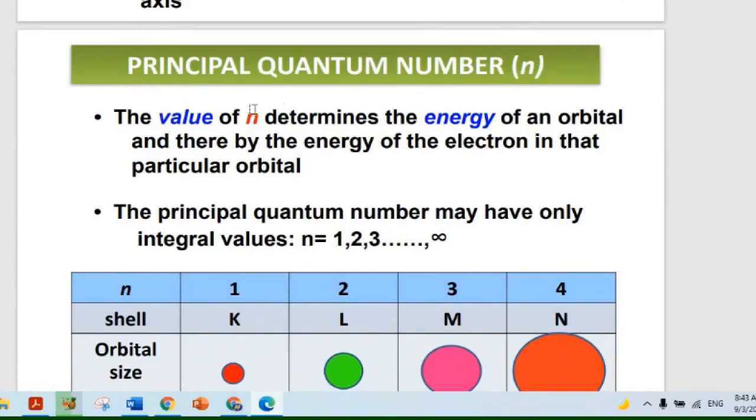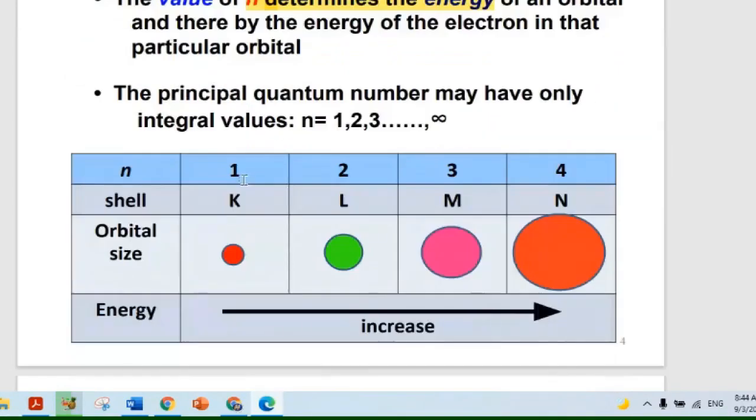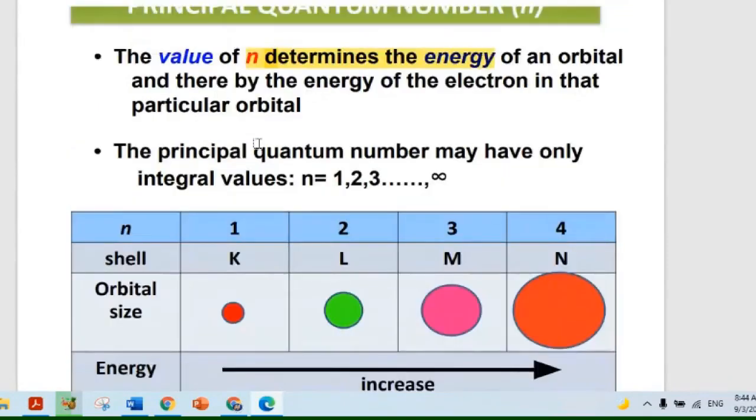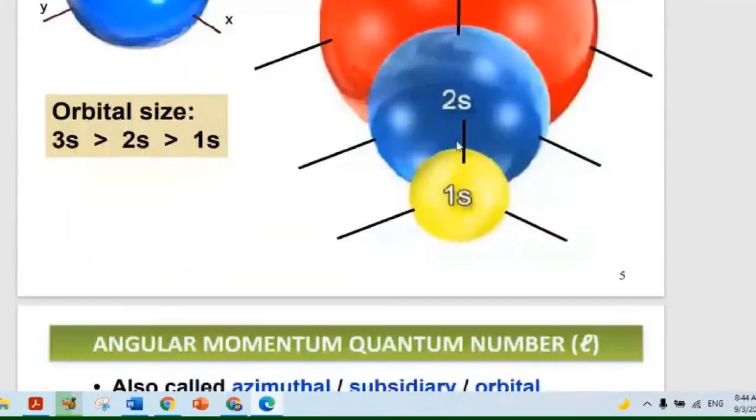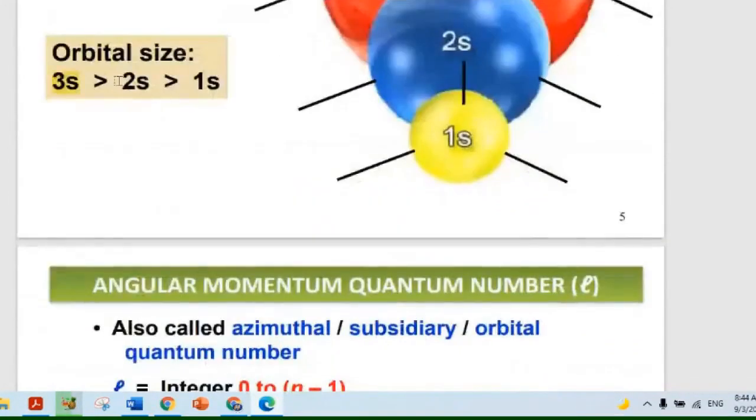So you have to know that n determines the energy. At the same time, it determines the size of the orbital as well. You can add one note: if n equal to 1, the size is like this, 2 is bigger, 3 is getting bigger. So besides the energy, when n increases, the size of the orbital increases as well. n starts from 1 until infinity. You can check, the size is getting increased. This one, 3s, is bigger.